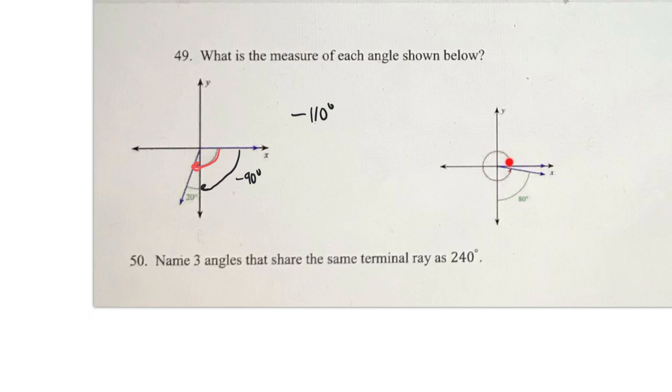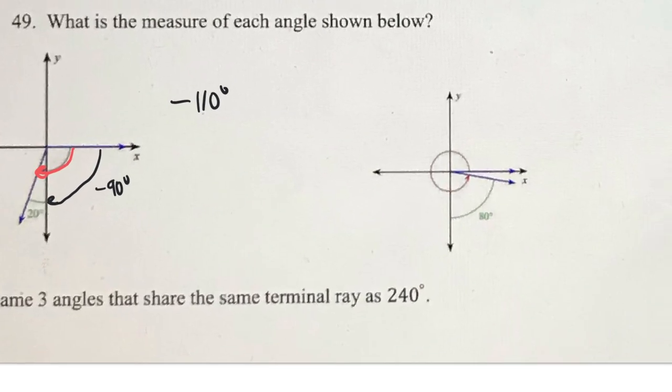This is a positive angle because we're going in the counterclockwise direction, and then next thing you know, we end up right here. Now, the reality is that this whole thing is 270, right? So it's going to be 270 plus that extra 80 degrees, which makes it 350 degrees. All right, so that's 350.